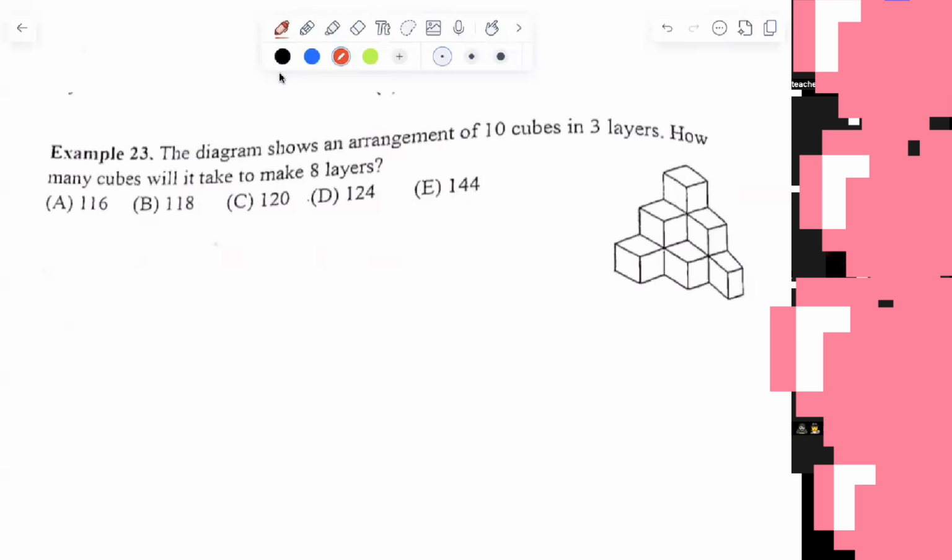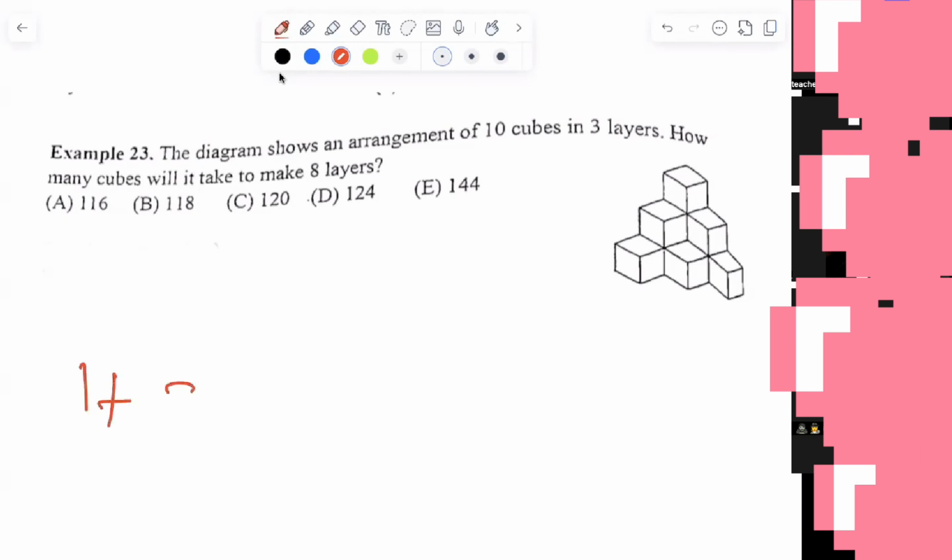So the pattern was basically the number of cubes in the layers. Layer one, and so on. There's going to be 3 layers of 10. How many will it take to make 8 layers? So basically, if I were to try to solve this, I just realized it's the sum of the first 8 triangular numbers, which is easy to work out by hand.